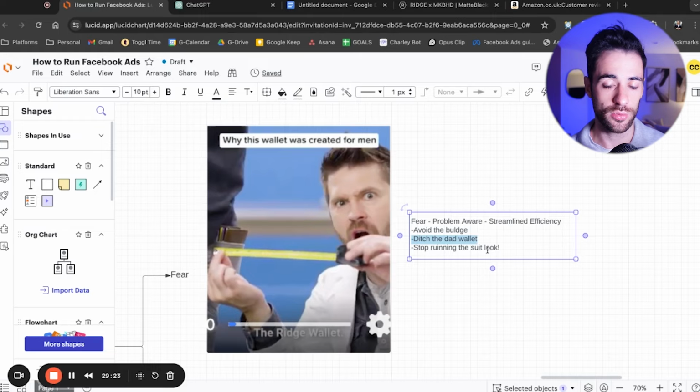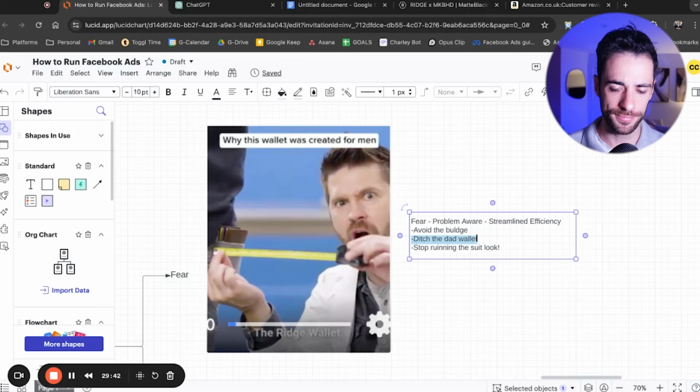Ditch the dad wallet. That's one that Rich used. They have an image of a big fat brown wallet, and they're like, ditch the dad wallet. To be honest, that's not really streamlined efficiency. I've given you that as a different example. That's more like the style category. But what it is, people don't want to be associated with their dad. It's a young professional avatar, remember? So to them, that's like you shaming them a bit. They want to move away from that.